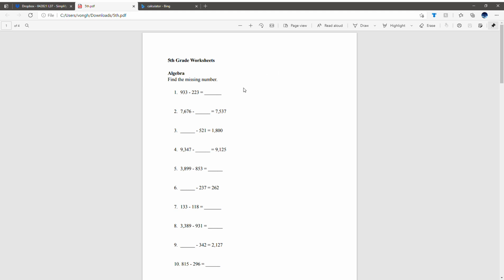This is lesson 37 for the 5th grade worksheet we'll now be covering. So the first part is just find the missing numbers. So you have 933 minus 223. We're looking for the difference because that's a missing number.